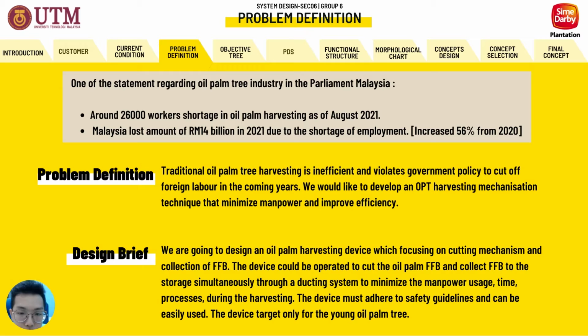The device could be operated to cut the FFB and collect the FFB to the storage simultaneously through a ducting system to minimize the manpower and time consumption during the harvesting. The device must adhere to the safety guidelines and can be easily used. The device targets only the young oil palm tree.